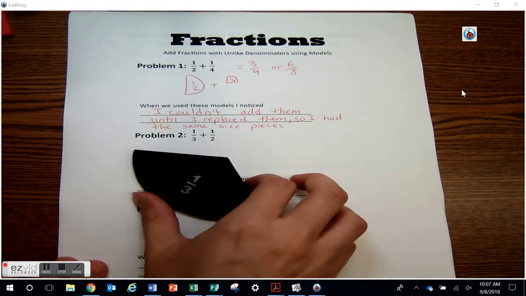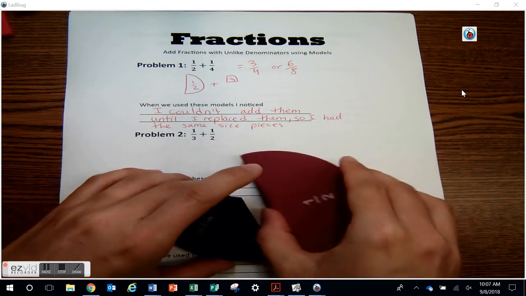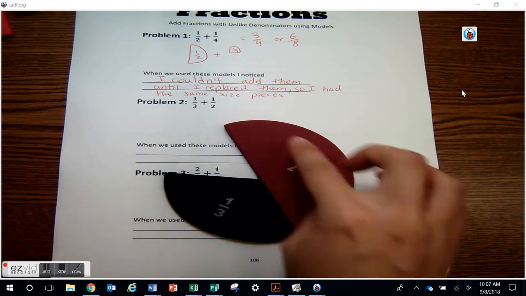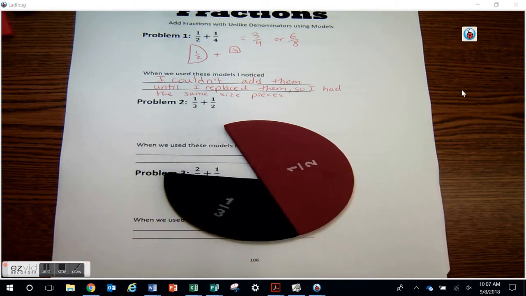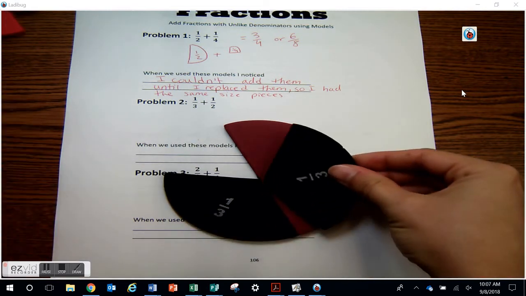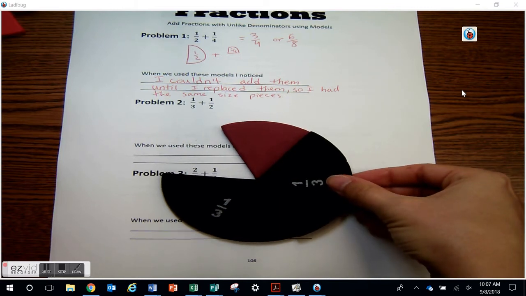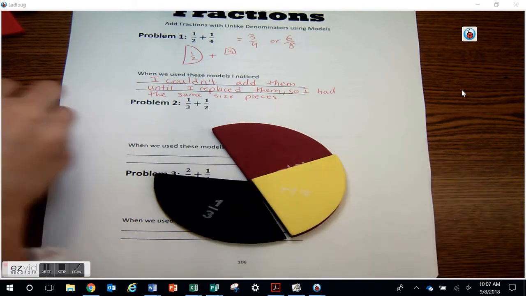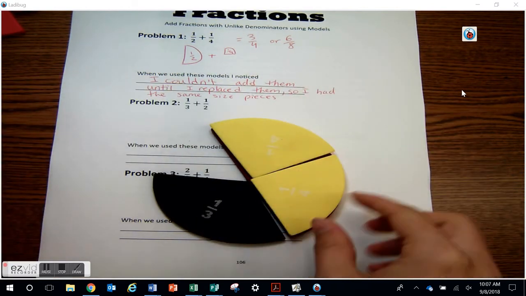Here's 1/3, and I'm going to add that to 1/2. 1/3 plus 1/2. Right now, I can't tell you how much of my whole that equals. So I'm going to need to find some pieces that will cover this that are the same size. Well, let's see. I have 1/3 there, so can I use a 1/3 piece? No, that one doesn't cover it. I have a 1/4 piece, but the 1/4 piece is still not the same size as that, so that doesn't work.